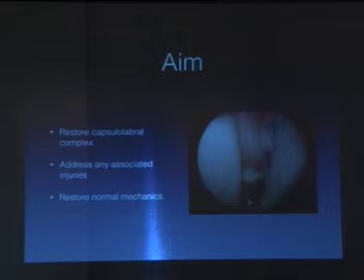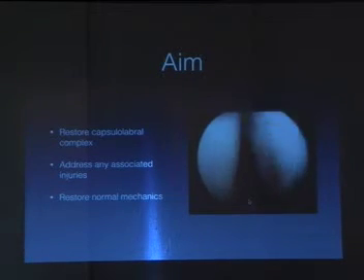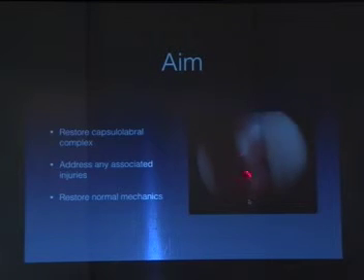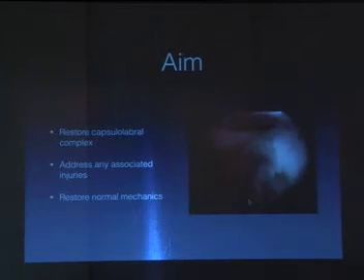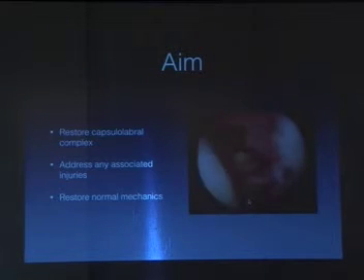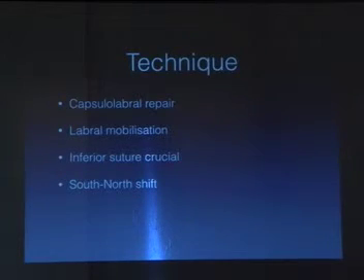So what is our aim? This is what we're trying to do, and then we're going to look at how we do it. We're trying to restore the capsulolabral complex, reattach the labrum, and address any associated injuries, whether it's cuff or bony defects, at the same time. Our aim is to restore the normal mechanics, as we just heard. We want to restore the external rotation in the thrower or the bowler so they can go back to doing their sports.